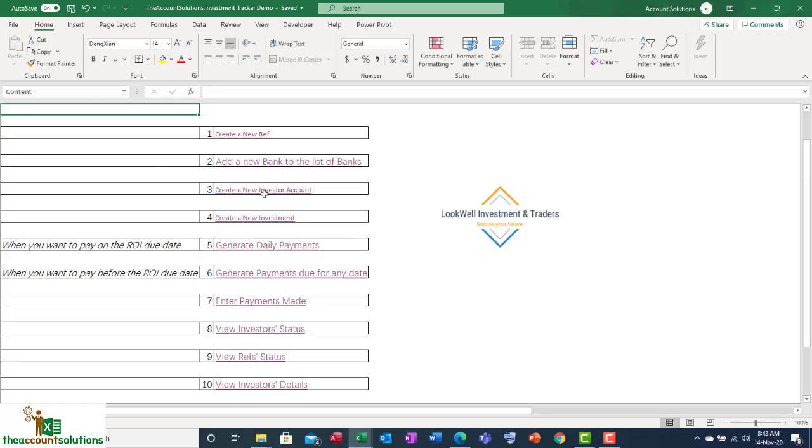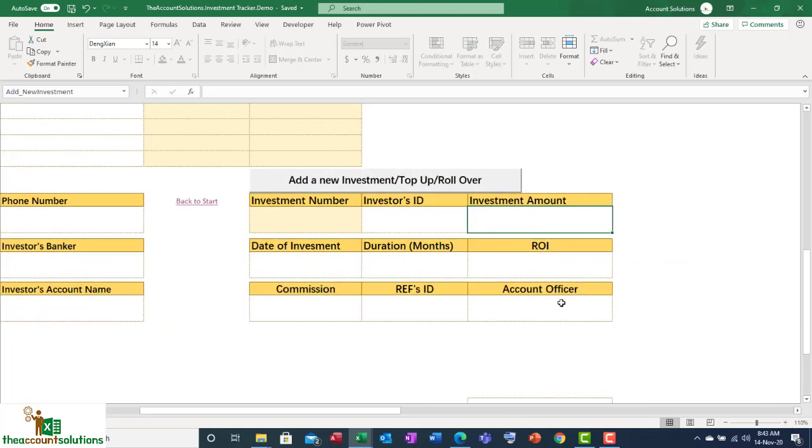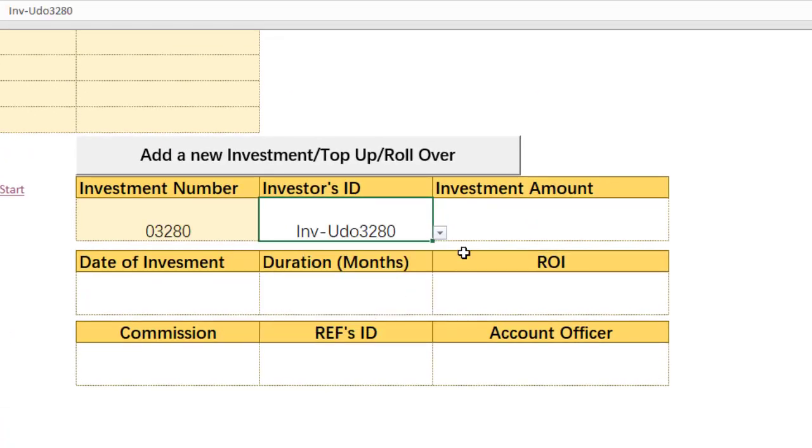Back here, create new investment. So I'm going to create that. The ID is Be Wise. I'll look for it. So Bell, not this one. This is the ID. The amount to top up is 4 million. Investment date is today, 14. That's the date she was topping up.